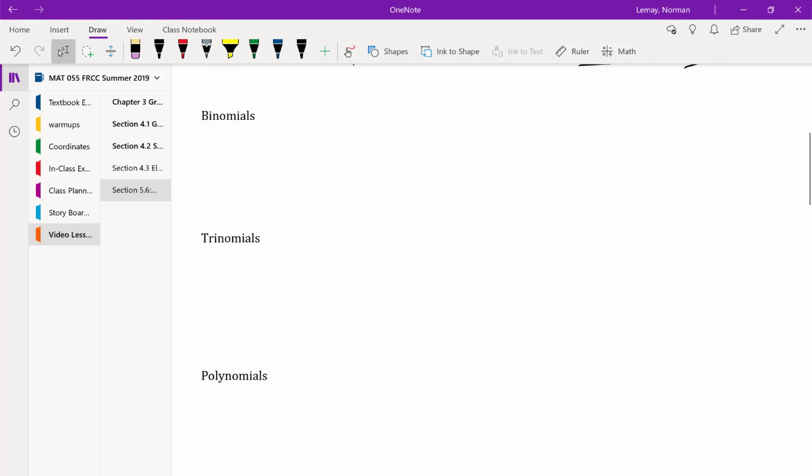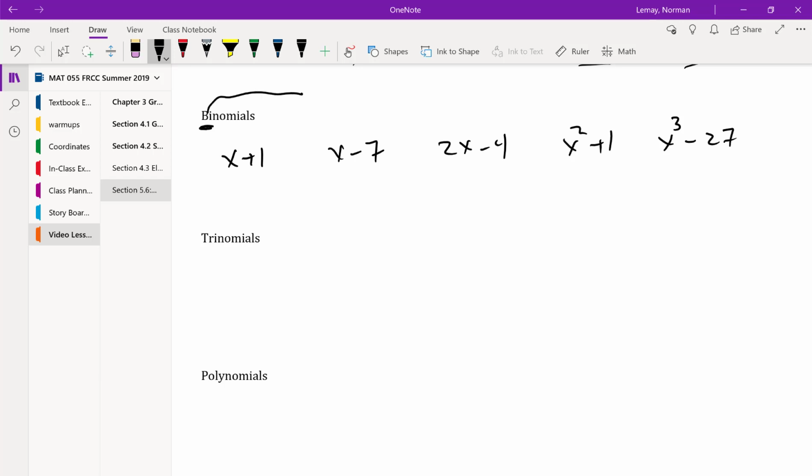Binomials, again, this is the idea of 2. So this would be something like x plus 1, x minus 7, 2x minus 4, x squared plus 1, x cubed minus 27. Notice that each one of these, again, we have two terms. So bi meaning 2, so 2 terms. Okay, so these are examples of binomials.